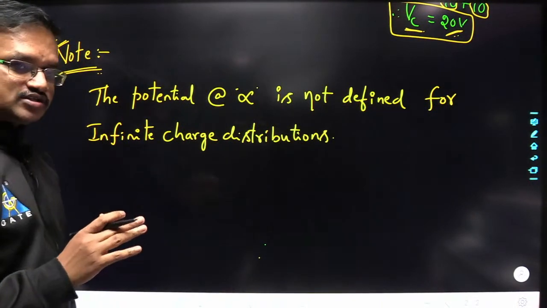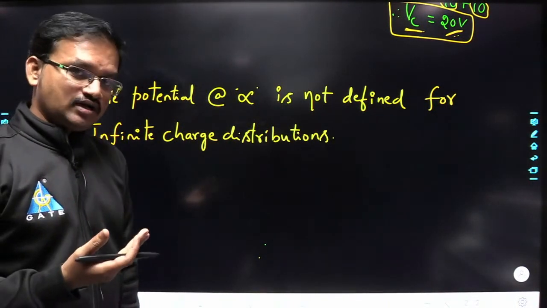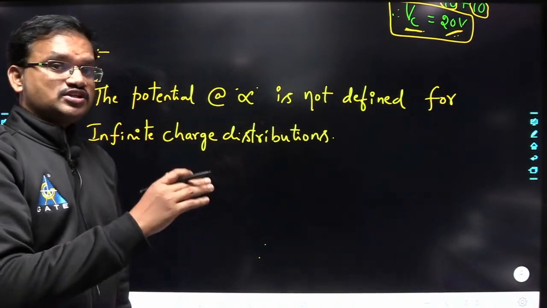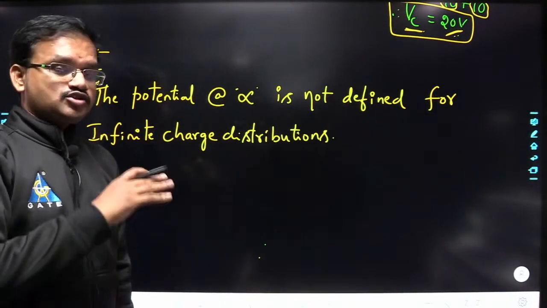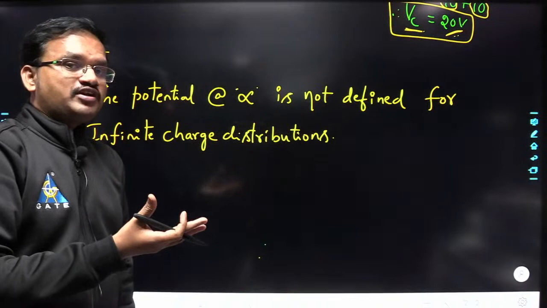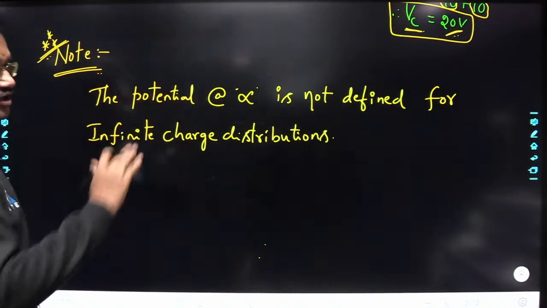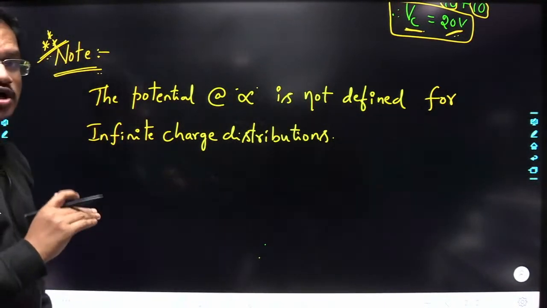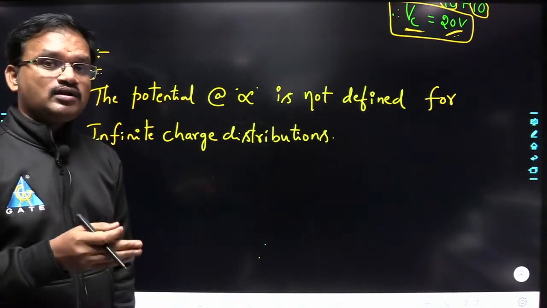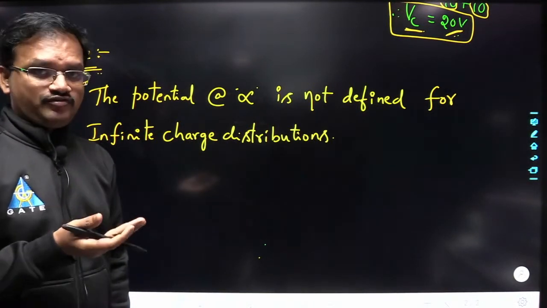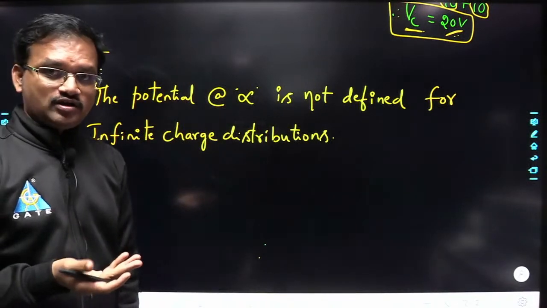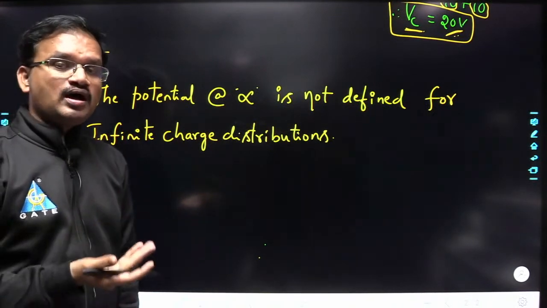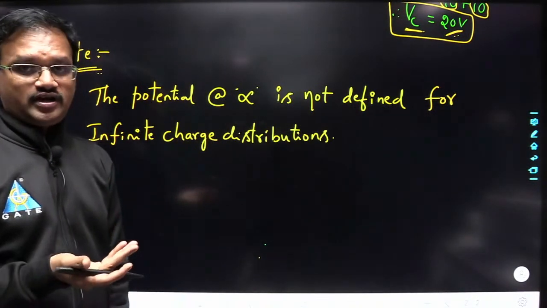See, in general, for any other charge distribution, we have considered the potential at infinity as 0. But if you consider infinite charge distributions like an infinite line charge or an infinite sheet charge, for that type of distribution the potential at infinity is not defined. Understood? So in this case you have to choose the reference point other than infinity, because at infinity the potential is not defined. You cannot choose the reference point as infinity. Compulsorily you have to choose the reference point other than infinity. Understood?